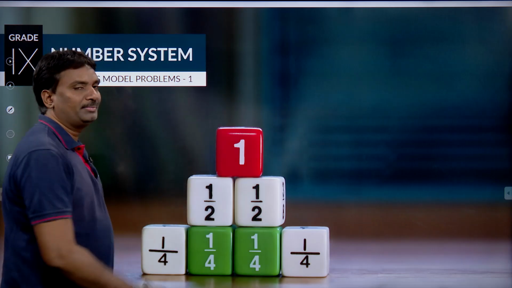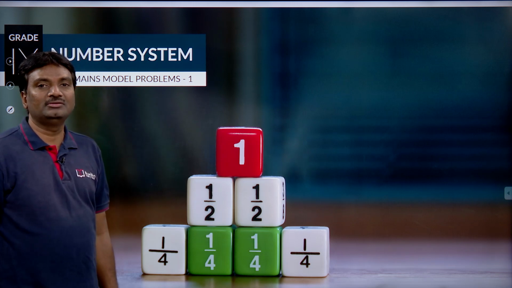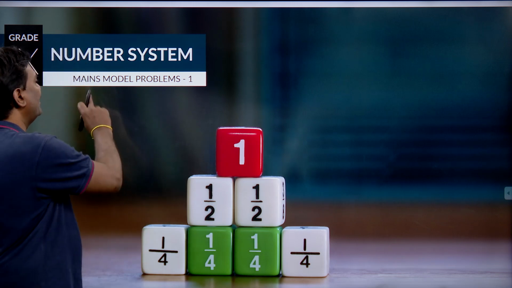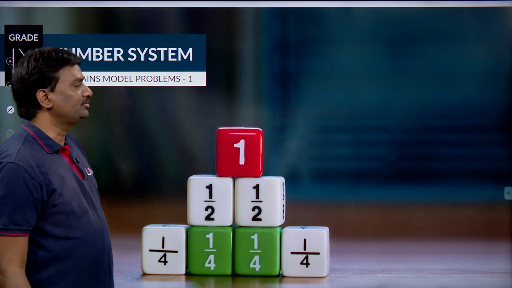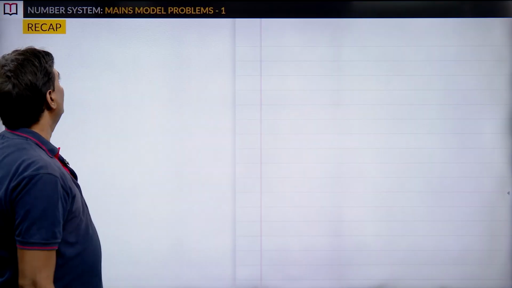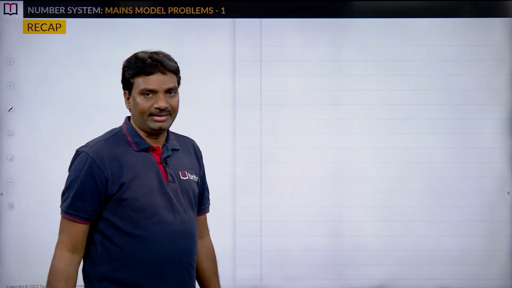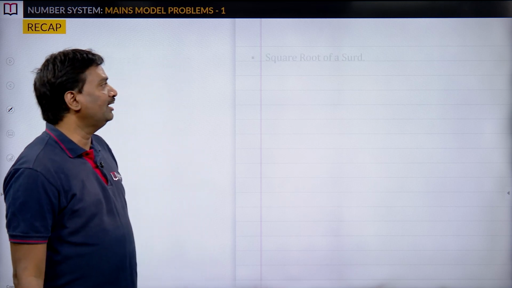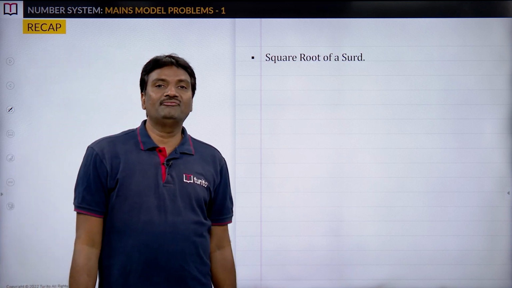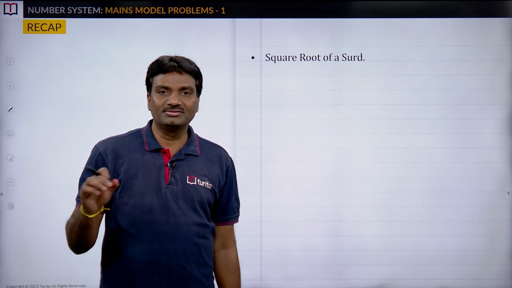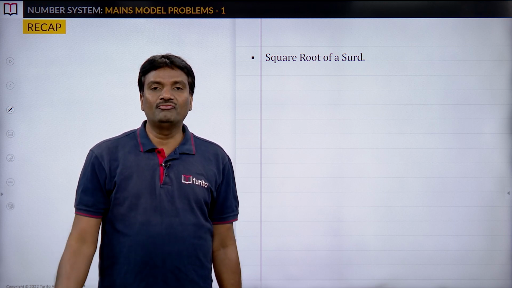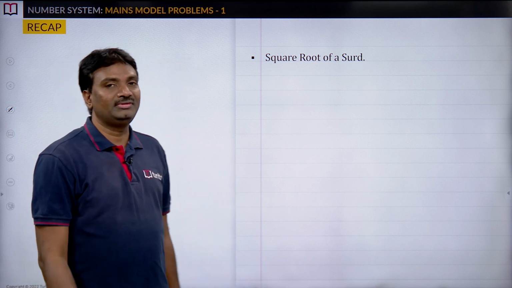So, this is our chapter name, number system. This is also known as real numbers. We are discussing Mains model problems. So, first let us recap. What we have discussed in the last class: square root of a surd. When a surd is given, how to find the square root of that number.